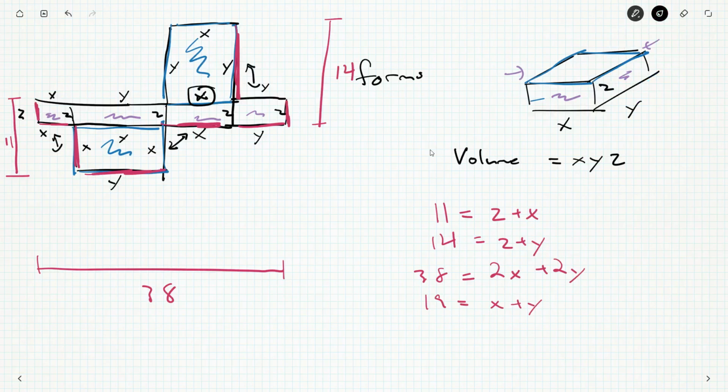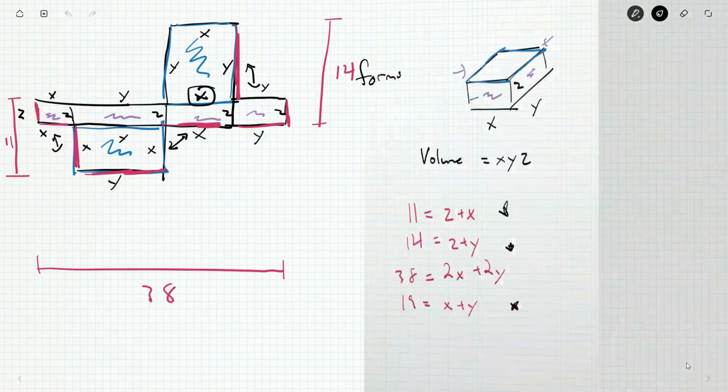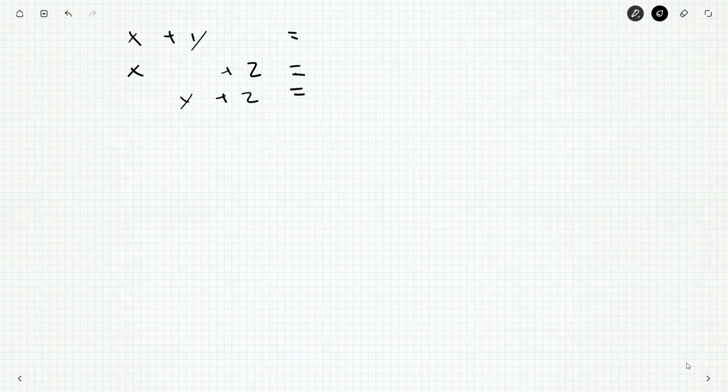Okay? So now I have 3 equations. 11 is z plus x, 14 is z plus y, and 19 is x plus y. I'm going to use these 3, and I'm going to individually figure out x, y, and z. There's lots of ways to do this. What I'm going to do is add them all up. So x plus y, x plus z, and then a y plus z. I'm writing these stylistically so that the same variable is grouped in columns.